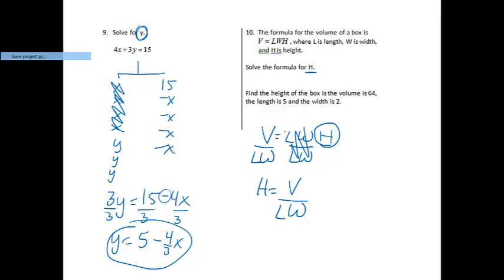All right, and then from here, so we did the first part of it, so that part's done. But now it says to find the height of the box if the volume is 64, the length is 5, and the width is 2. So now we're just going to plug things in. It told us the V, or the volume, is 64. It told us the length was 5, and it told us the width was 2. And we know that if these two variables are sitting next to each other, that means times. So now I'm going to go ahead and do 5 times 2 would be 10. And then we've got 64. So 64 divided by 10 would be 6.4. So that would be my height.